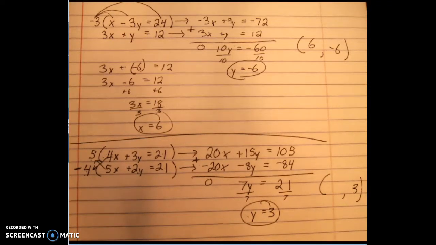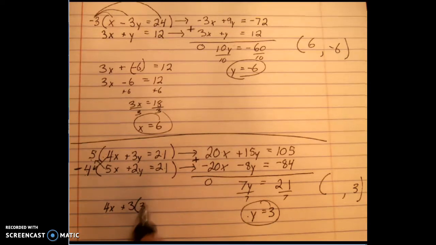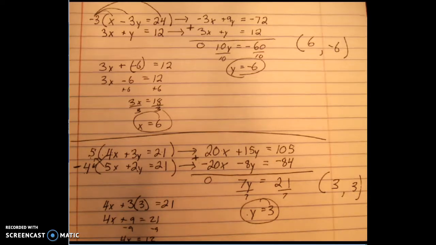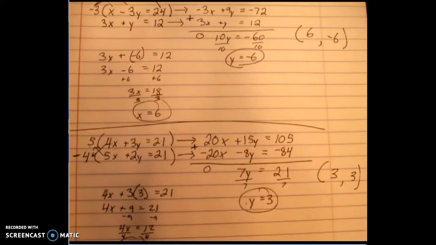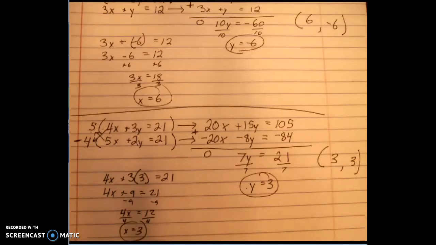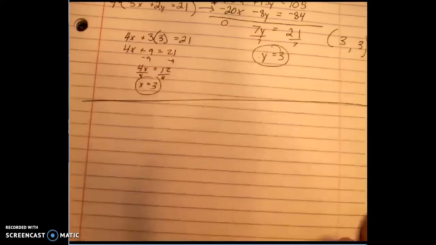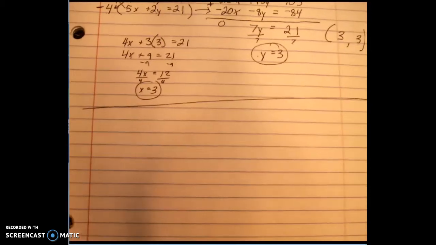Plugging that into one of the originals, 4x plus 3, and in place of the y, I know my y is 3. 4x plus 9 equals 21. Subtract 9 from both sides. 4x equals 12. Dividing by 4, x equals 3. Plug it in, check your answer. You will find that it is correct. Last problem, you pause and you do it on your own.